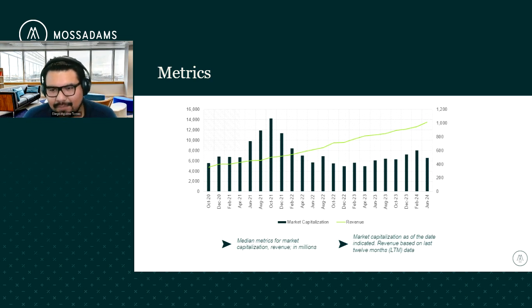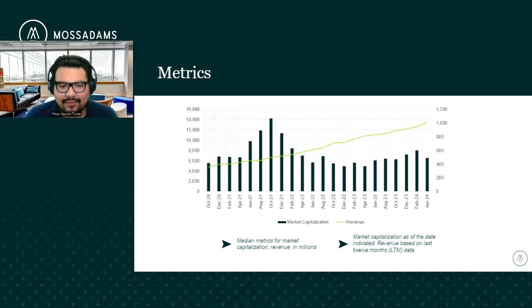And yet, as we can see by the green line, the median revenue metric has been steadily increasing, which in a way seems a little bit counterintuitive because the revenue metric seems to indicate that companies are performing as expected, but valuations have come down and do not appear to be increasing at a similar rate.